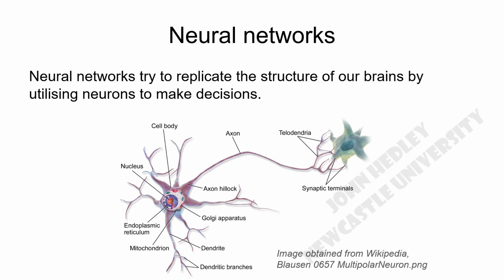The complex arrangement of these neurons in our brains allows us to process data, control our bodily functions, and make decisions.